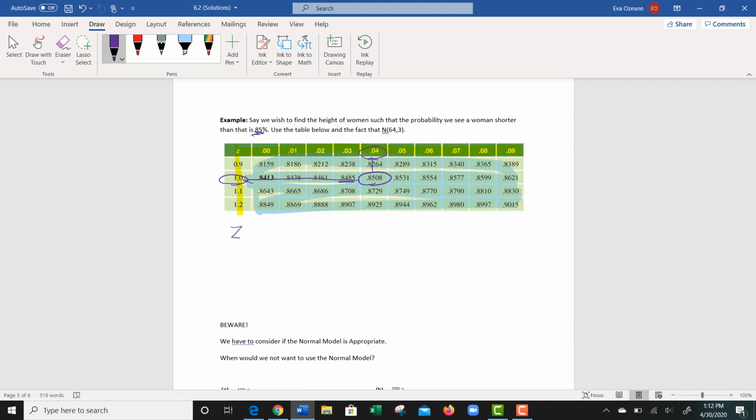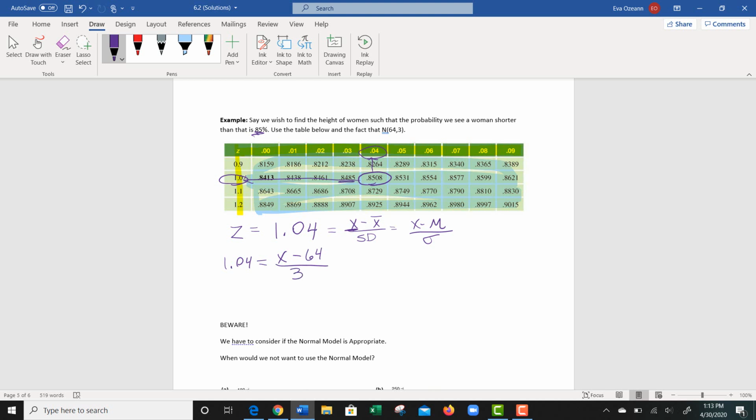So the Z-score associated with the 85th percentile is going to be 1.04. Now remember, the Z-score is our observation minus the mean divided by the standard deviation. You can also think of this as x minus mu divided by sigma. I kind of use them interchangeably. So what this means is that 1.04 is going to equal x, which is the woman's height, we don't know, that's what we're trying to solve for, minus 64, that's the average height, divided by 3.